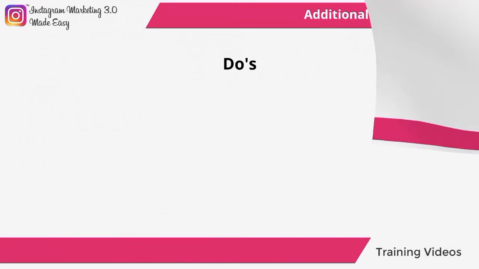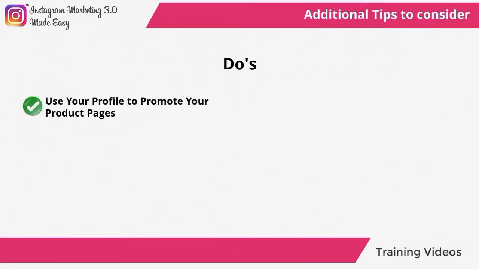Do's and don'ts. Do's. Use your profile to promote your product pages. The website field in your profile is a piece of overlooked Instagram real estate that you can use to get extra traffic to your product pages. So make sure to use it to promote your profitable sections of your site to people looking at your bio.